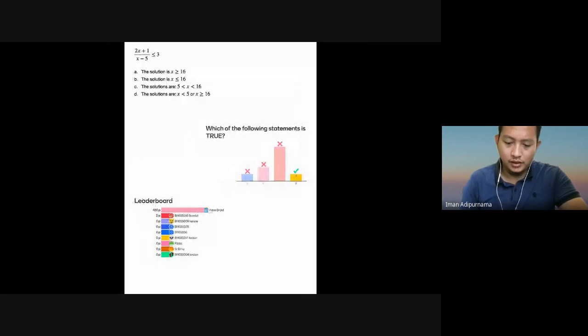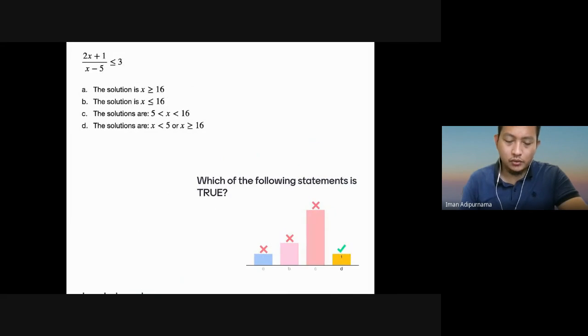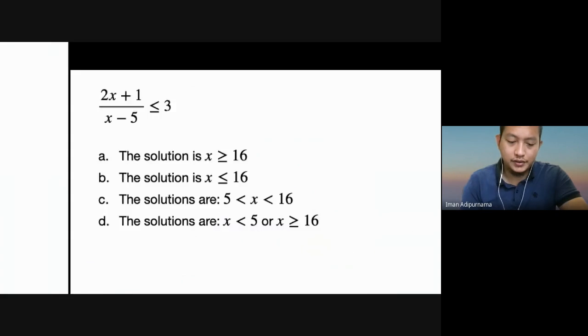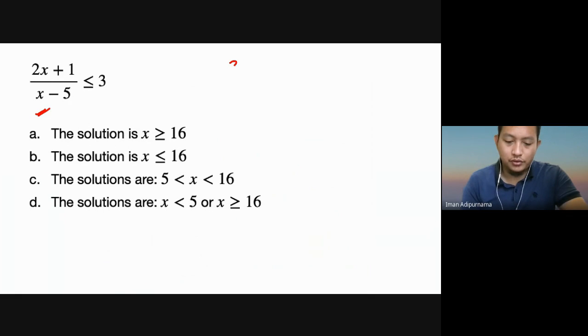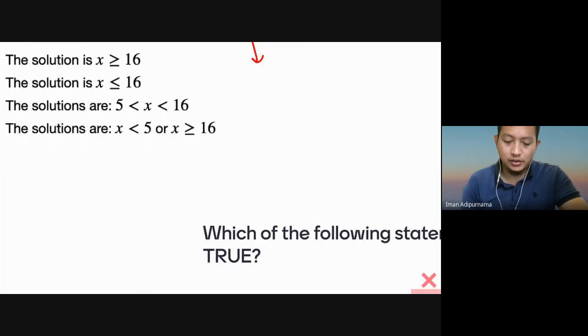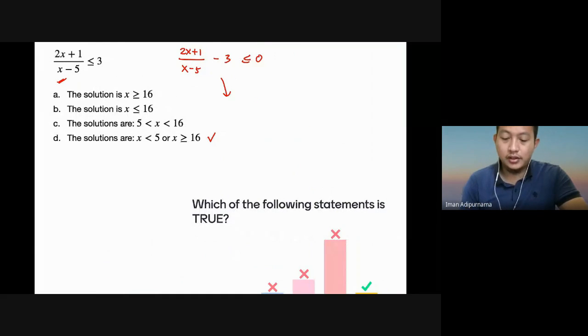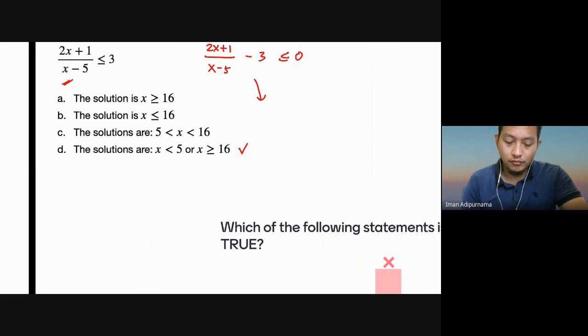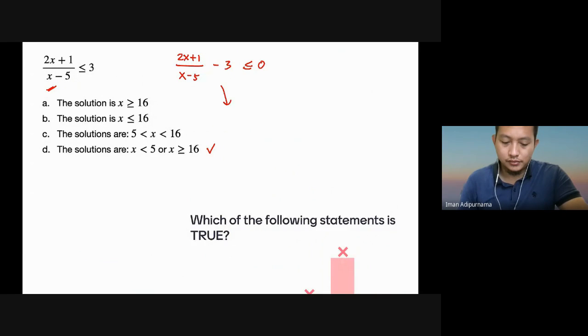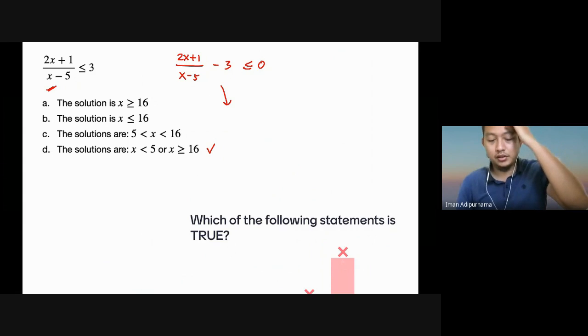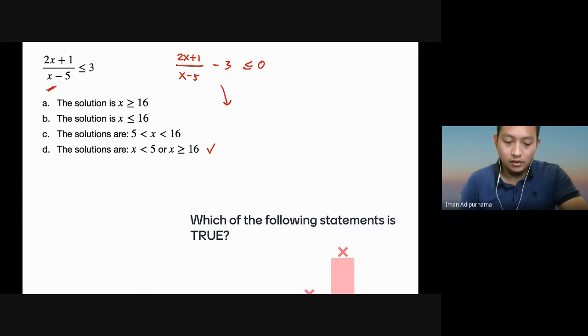For this part, the inequality, remember that if you have a rational like this, you need to make this happen. Then you solve this, and you will see that it's actually solution D. Or you can try to solve based on the solutions also. Okay.